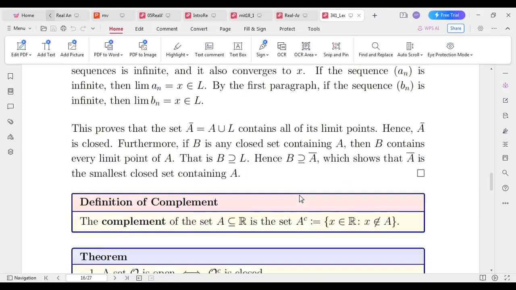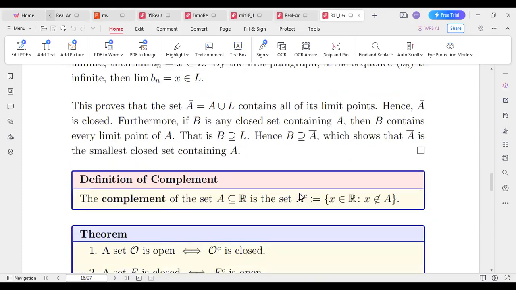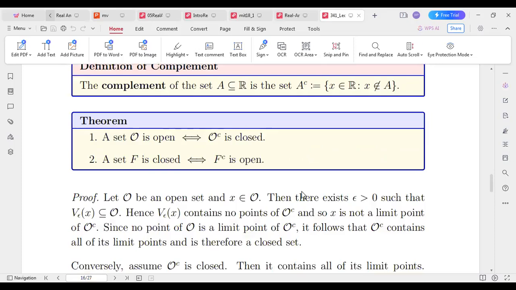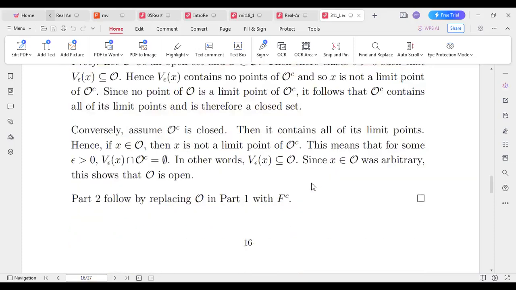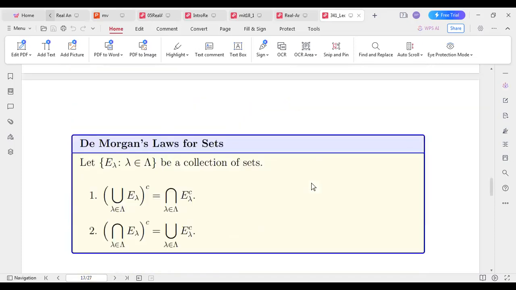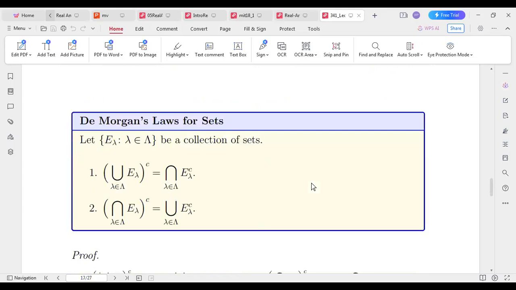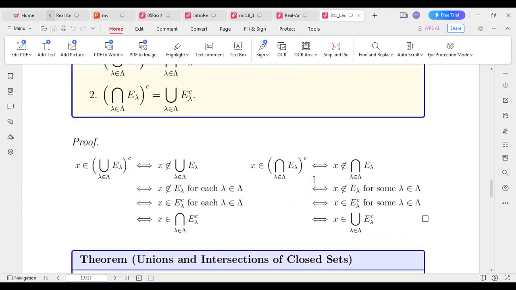Now the definition of the complement of a set. There is a proof also. And this is De Morgan's law. You must know complement. The complement of a union of all sets will be the intersection of the individual complements. And the complement of the intersection of all finite elements of E will be the union of the individual complements. This is the proof of De Morgan's law.